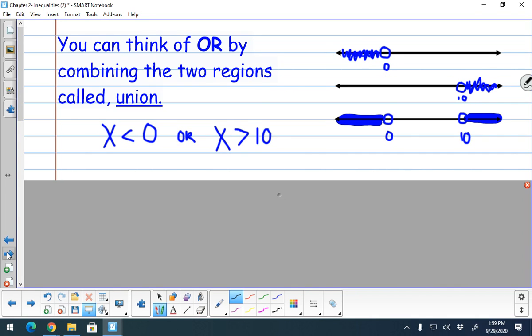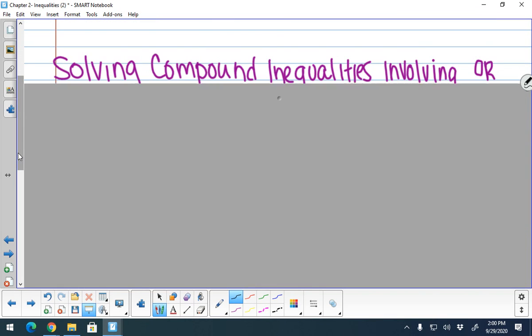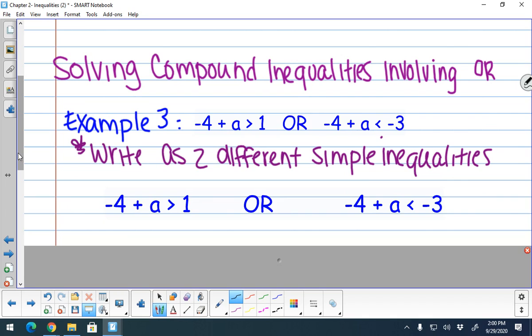The reason it is an or statement is that I can't be less than 0 and greater than 10 at the same time. There is no number that exists. So that is why these are or statements. Remember, with or statements, it can be either one.